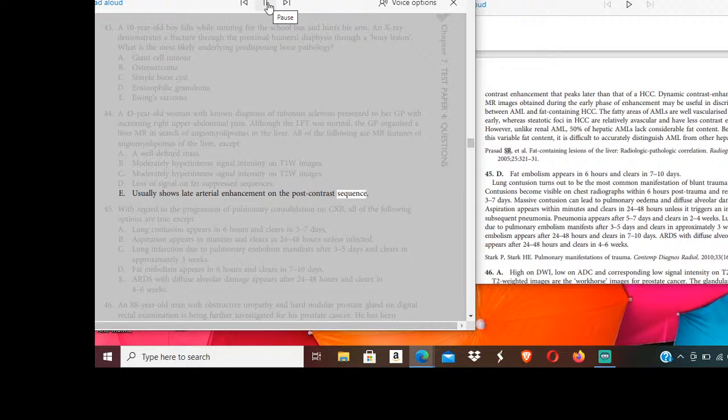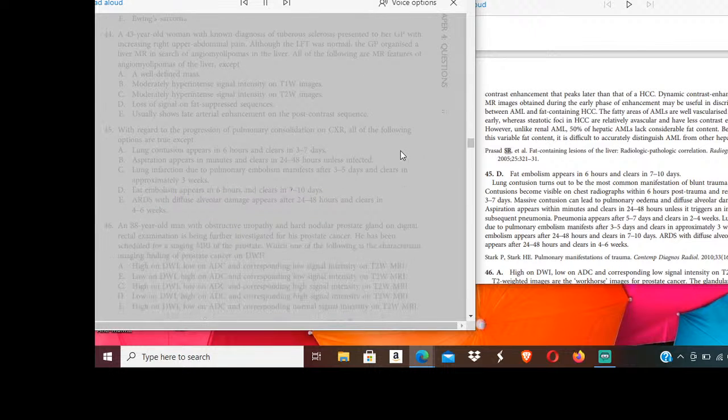45. With regard to the progression of pulmonary consolidation on CXR, all of the following options are true except: A. Lung contusion appears in 6 hours and clears in 3-7 days. B. Aspiration appears in minutes and clears in 24-48 hours unless infected. C. Lung infarction due to pulmonary embolism manifests after 3-5 days and clears in approximately 3 weeks. D. Fat embolism appears in 6 hours and clears in 7-10 days. E. ARDS with diffuse alveolar damage appears after 24-48 hours and clears in 6 weeks.